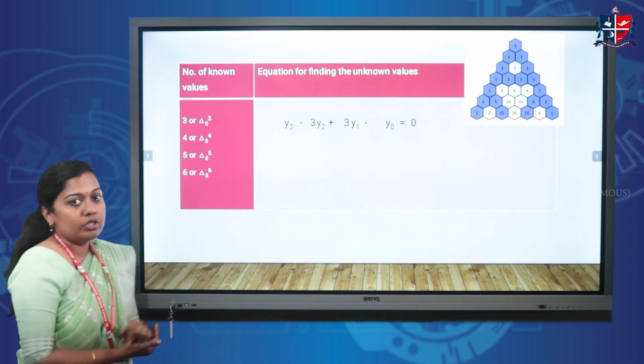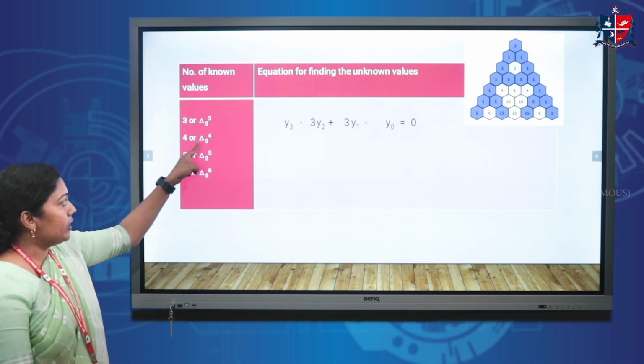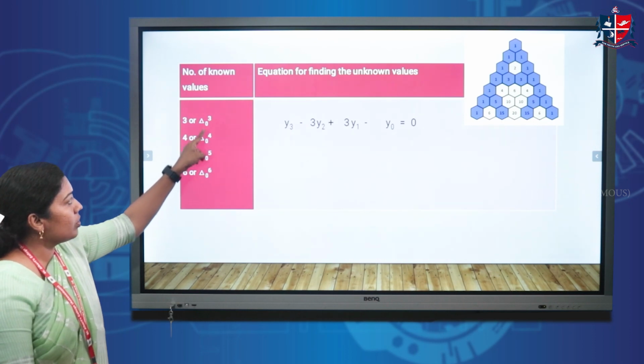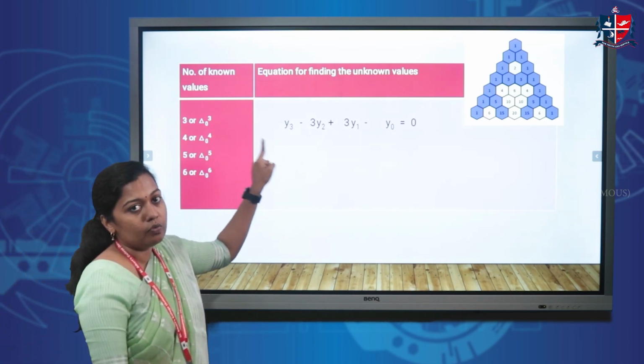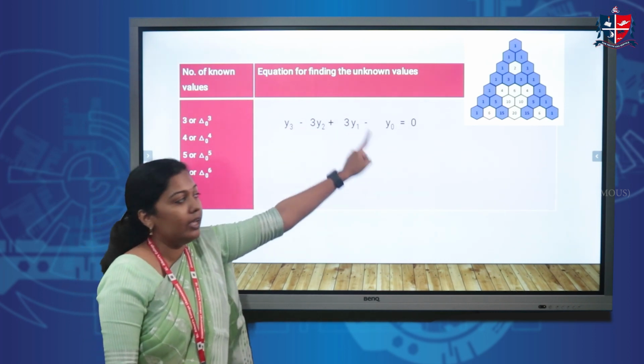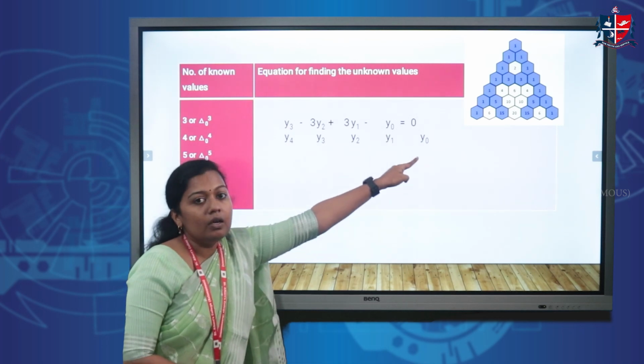If the given values are 4, then you have to write delta 0 raised to 4. If it is 4, you have to start from y4, that is y4, y3, y2, y1 and y0.